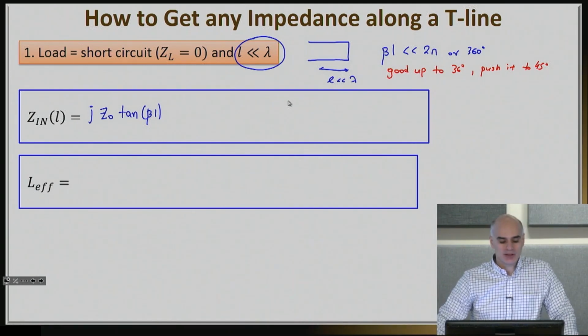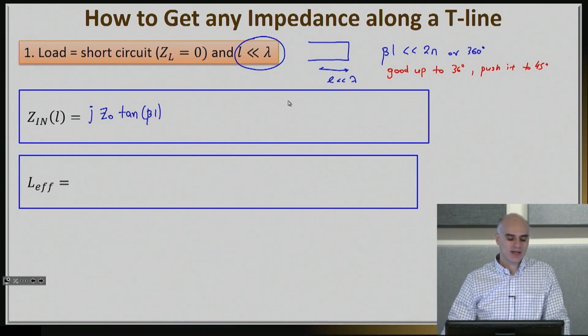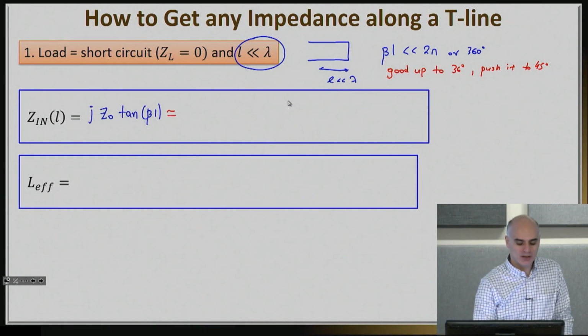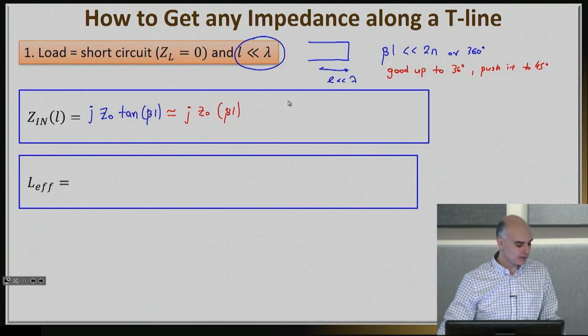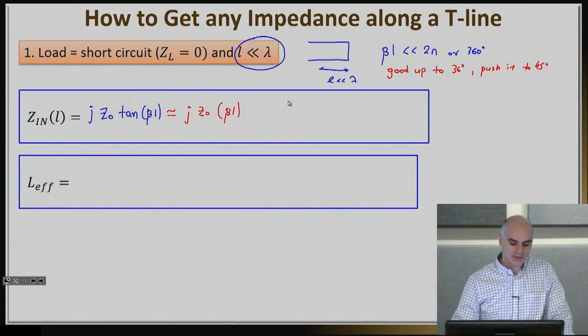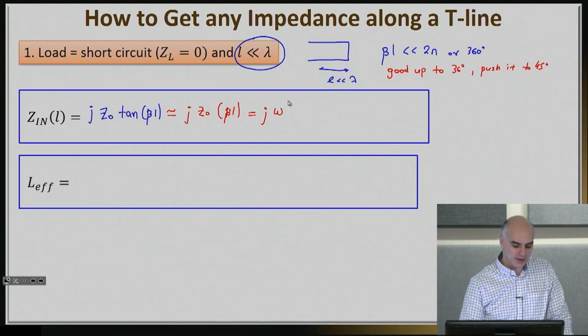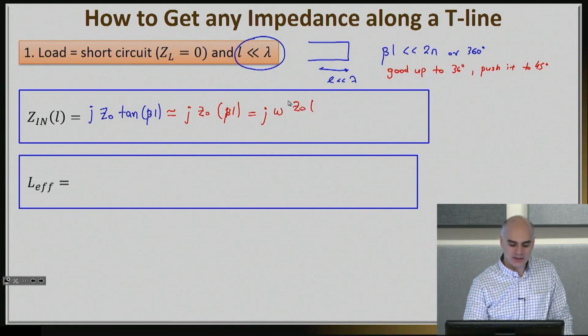But nevertheless, if I do have a shorted transmission line and I just move a little bit away from that short, then I can essentially make the approximation here that this is equal to jZ0 beta L. So in other words, I replace the tangent with its argument. And essentially, if I replace now my beta with omega over the phase velocity of the transmission line, this can be written as Z0 omega L divided by V.